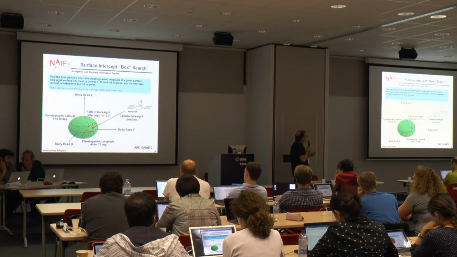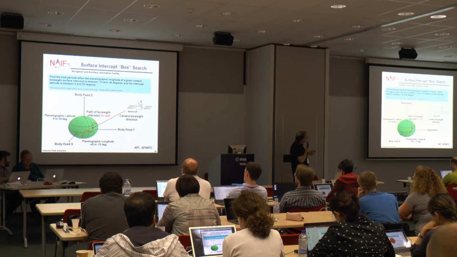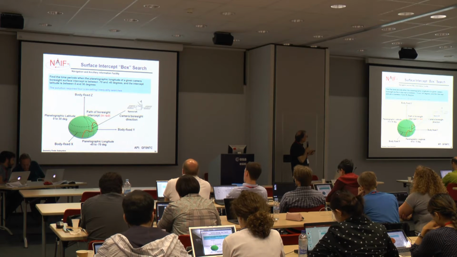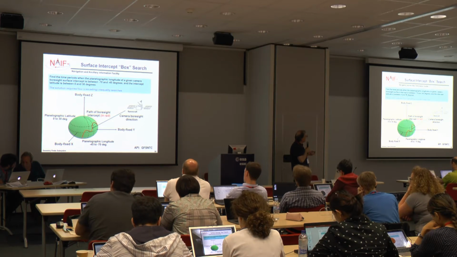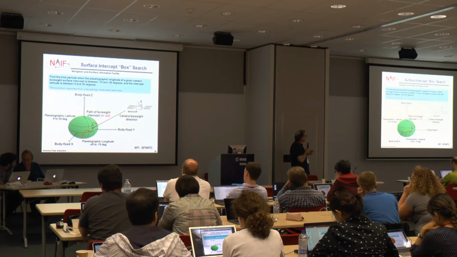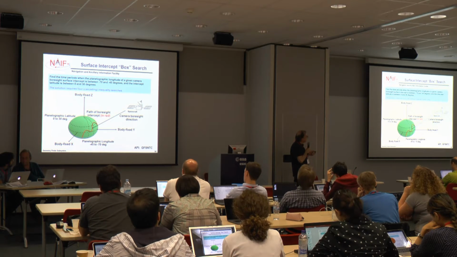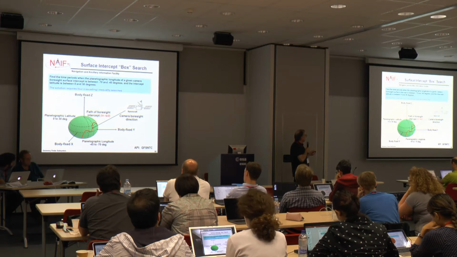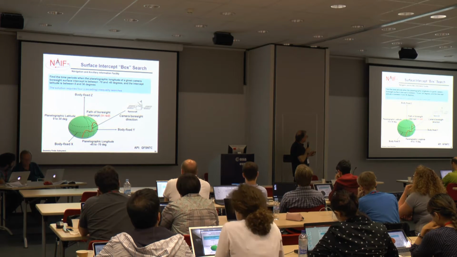Surface intercept box search, so you might want to find times when the surface intercept is within a given coordinate rectangle on the surface of an object. And in this case, you actually have to do 4 searches. You have to search for the longitude greater than the minimum value, less than the upper value, below the upper latitude value, and above the lower latitude value.